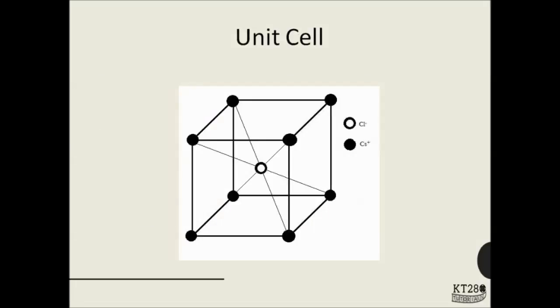Now we have come to a very important concept called the unit cell. It is the smallest volume which is repeated. Now this is a cesium chloride crystal. The chlorine atom is situated in the center of the unit cell, and the cesium atoms can be seen on the corners.